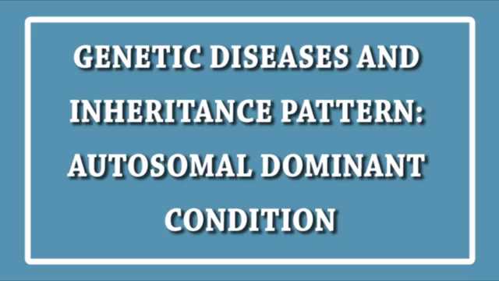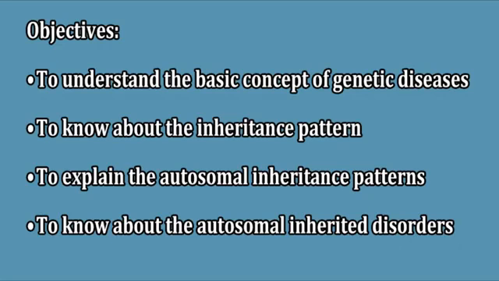Genetic diseases and inheritance pattern, autosomal dominant condition. The main objectives are to understand the basic concept of genetic diseases, to know about the inheritance pattern, to explain the autosomal inheritance patterns, to know about the autosomal inherited disorders.